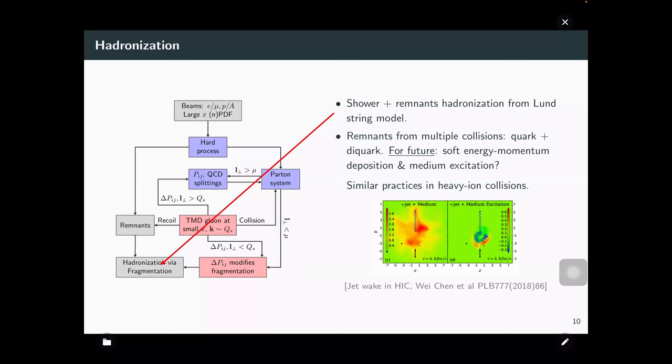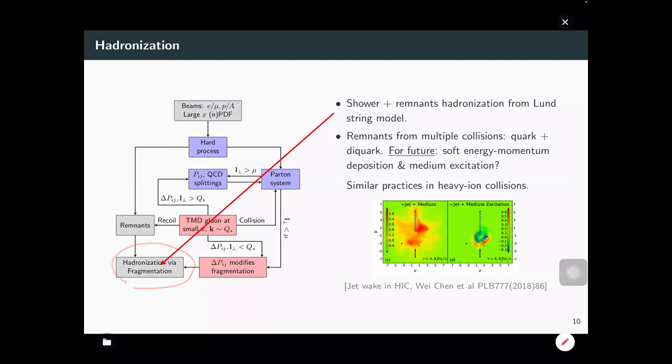And here we will use a very simple model. We consider that for every interaction between the jet parton and another nucleon, it will break the nucleon into a quark and diquark system. And we will assign the quark and diquark the red color to keep the system still color neutral. And we'll put these additional remnants also into the final system for hadronization.